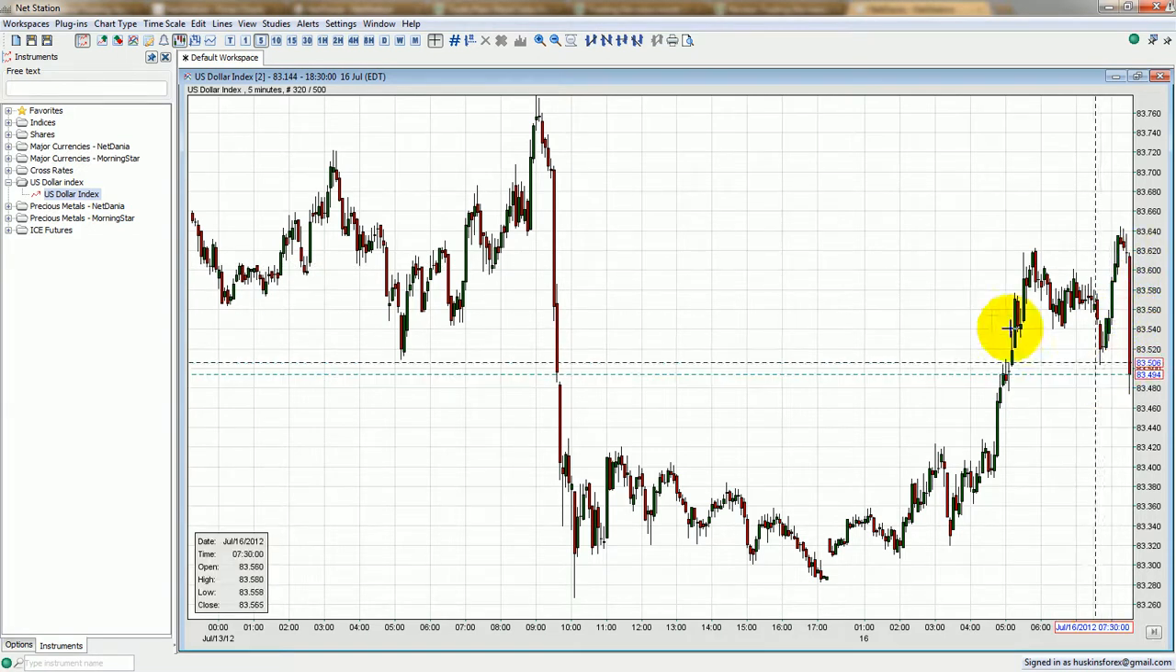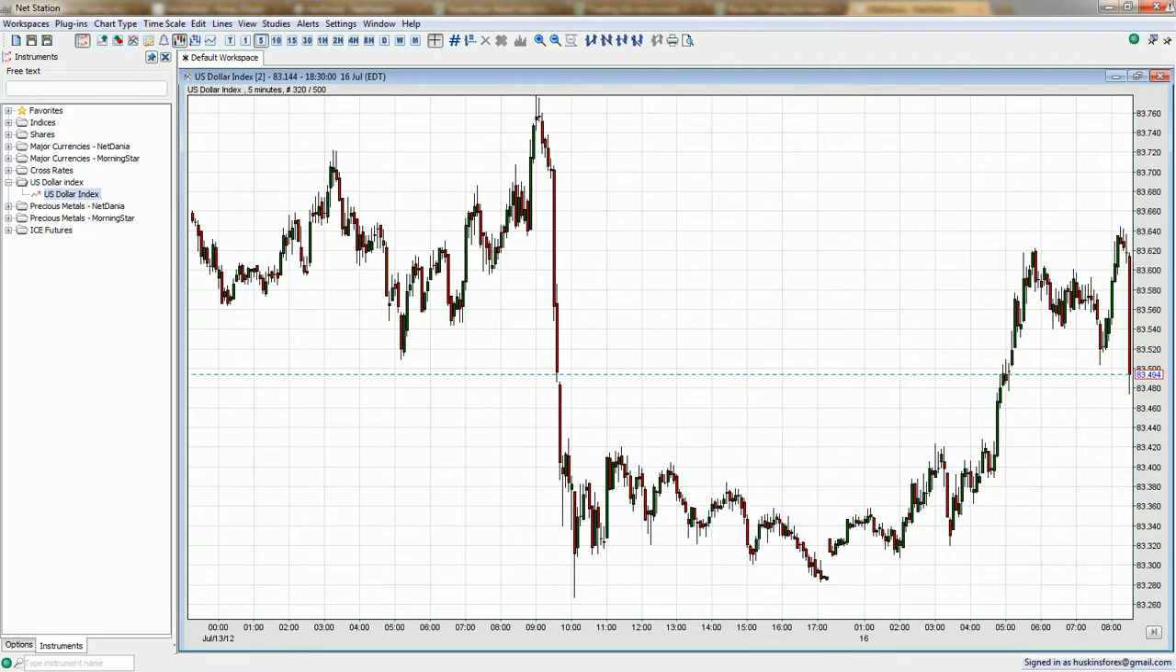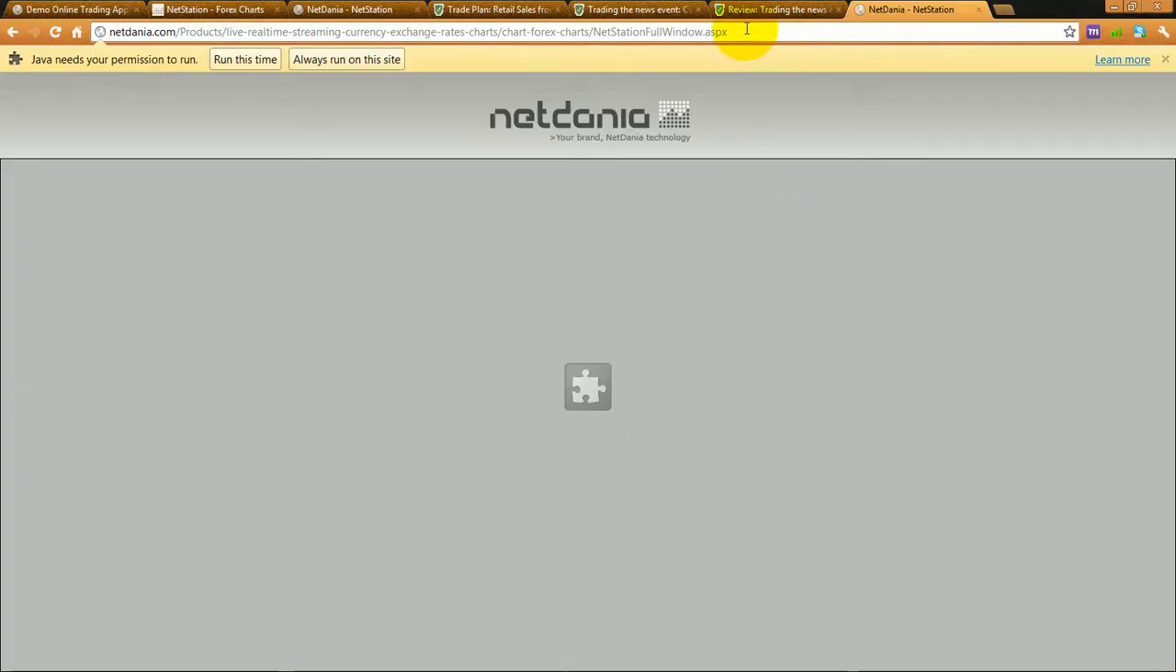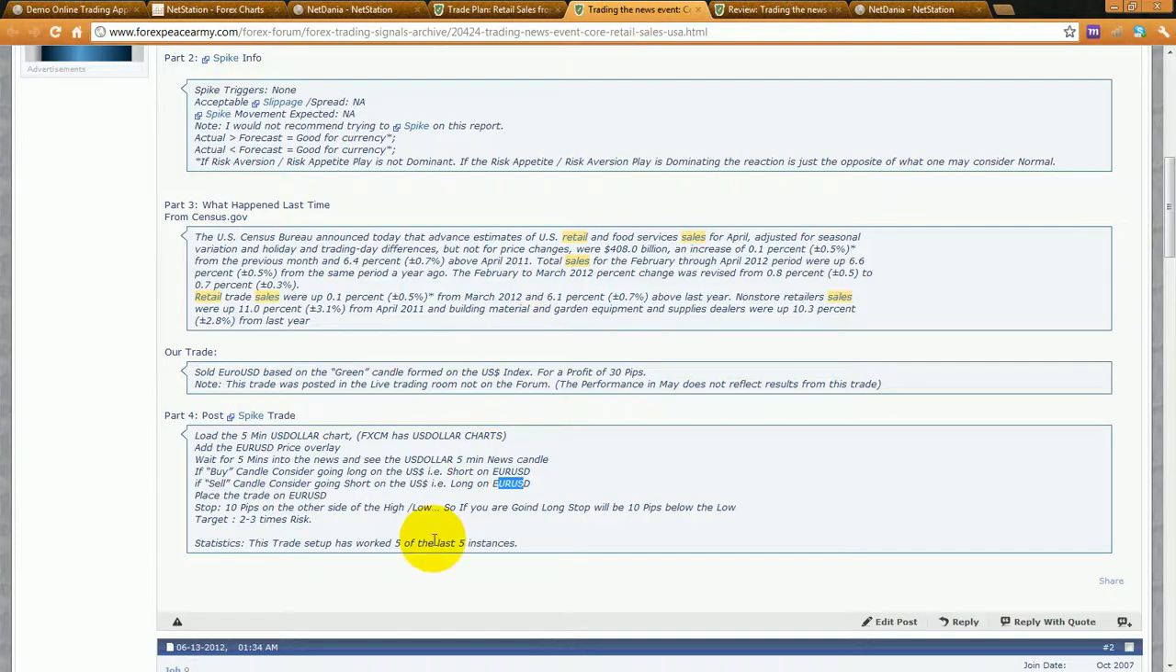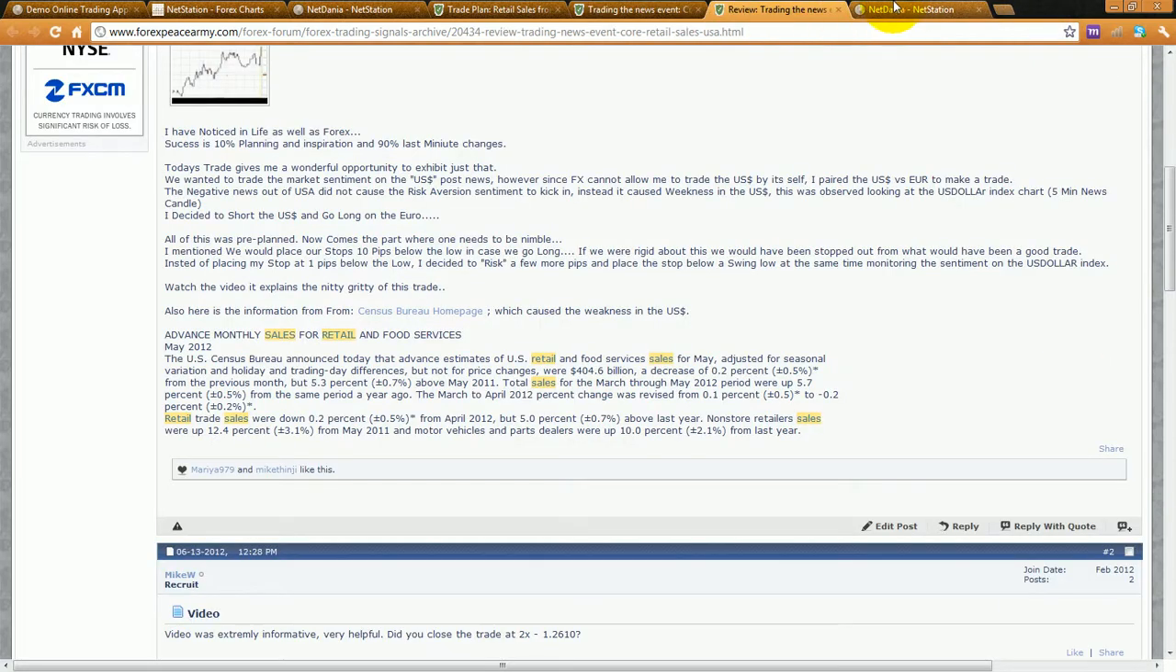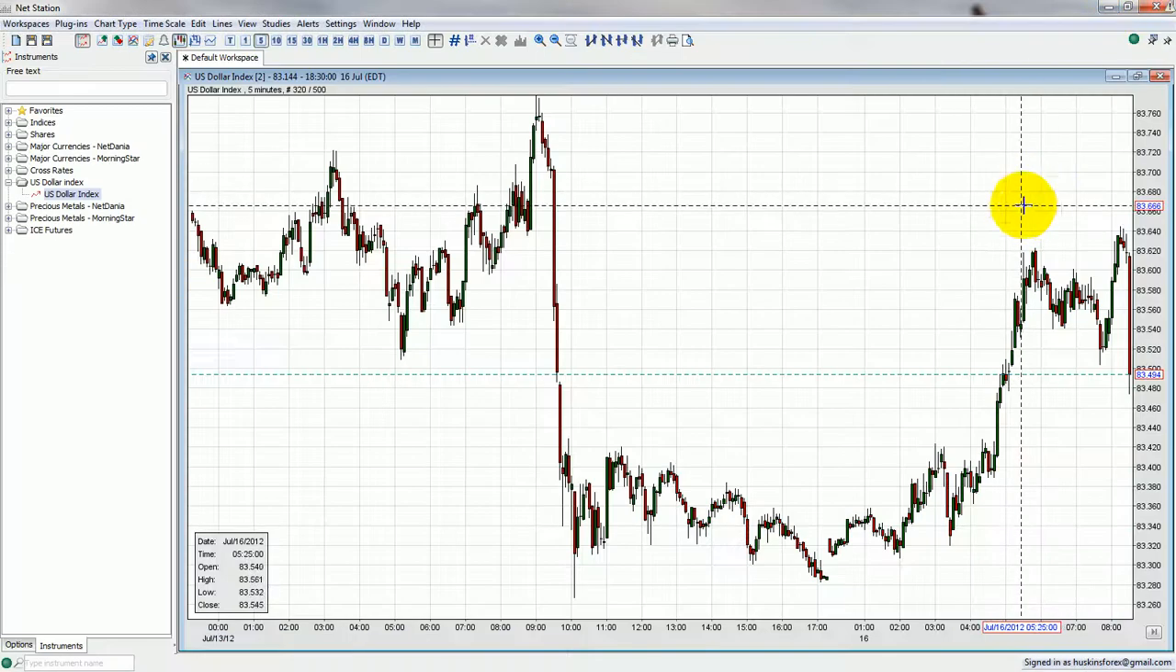So what am I going to do based on the trade plan? Simple. I will have to buy, go long on the Euro USD. It's right here. If a sell candle, consider going short on the US dollar, that is long on the Euro USD. So now let us see what happened.